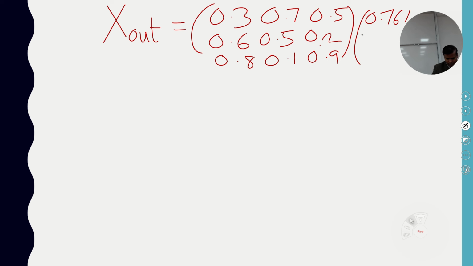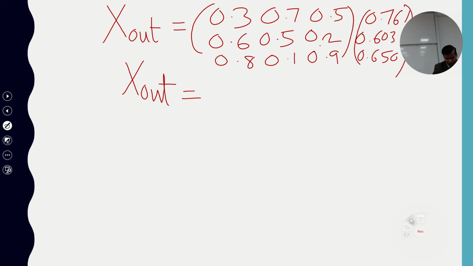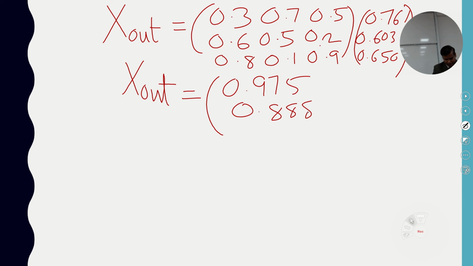And your new input is the output of the hidden layer, right, which acts as the input. We want to multiply these two, and that will act as an input to the output layer. So here x out, when you multiply these two things, you get 0.975, 0.888, 1.254. Okay, you got it.